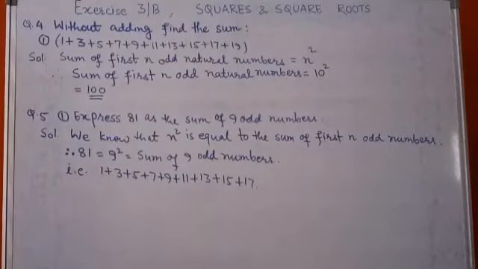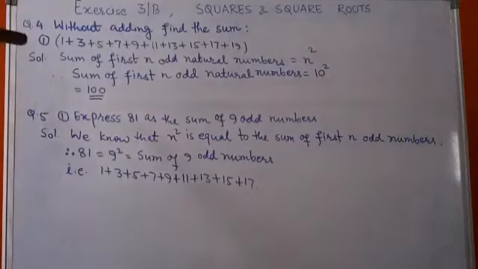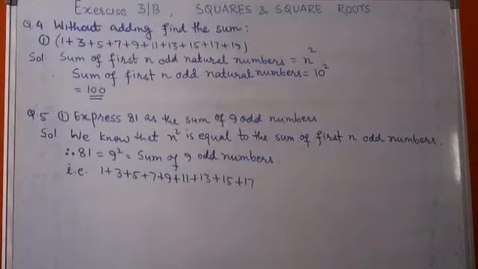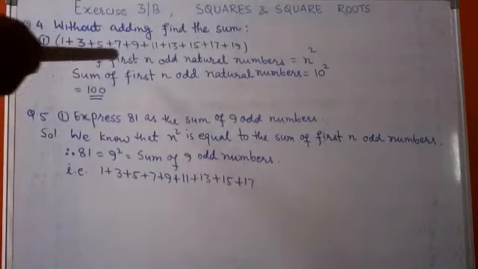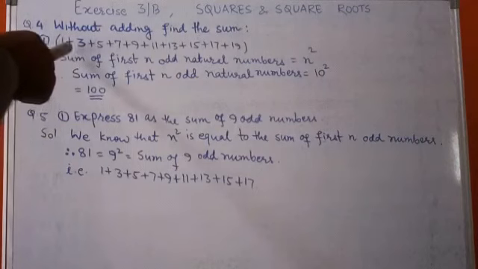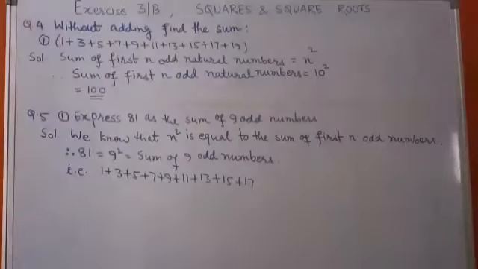Next, question number 4. Here another property is used. See, these numbers are all odd numbers. So by using the property we have to find their sum without adding them. The numbers are not added directly; we can find the sum without adding them.